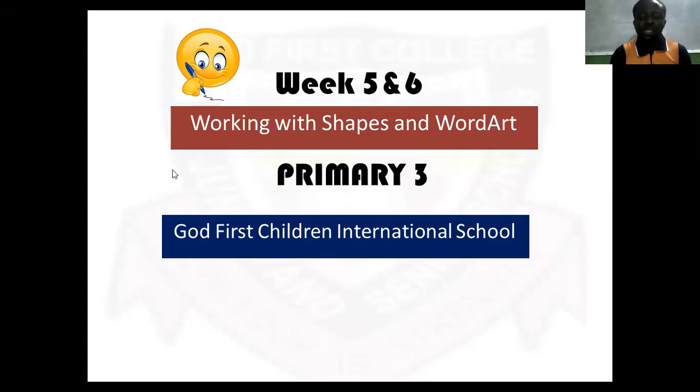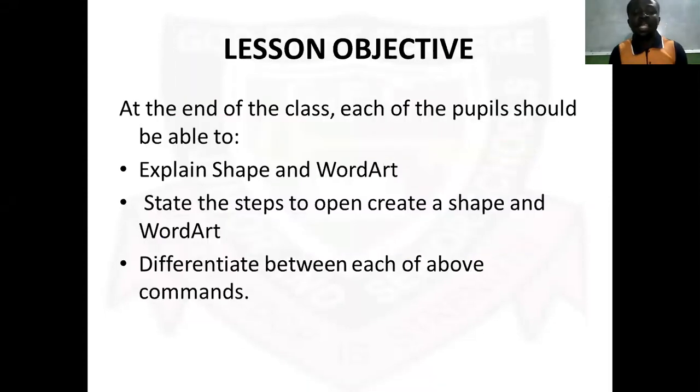Let us go back to the objective of this class. At the end of this class, each of us should be able to explain shapes and word art, which are present in Microsoft Word. Aside from that, take the steps to open or create shapes and word art. Aside from that, differentiate between shapes and word art. Let me take number 2 again: take the steps to open or create a shape and word art. Do you understand?